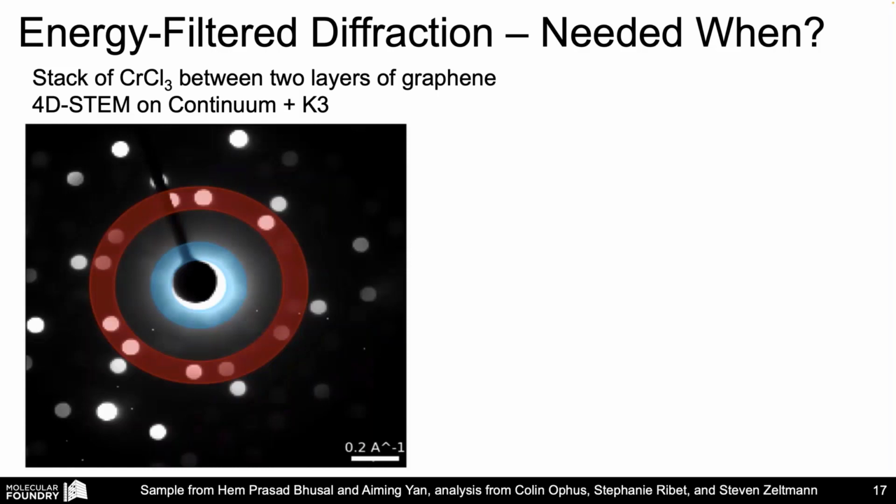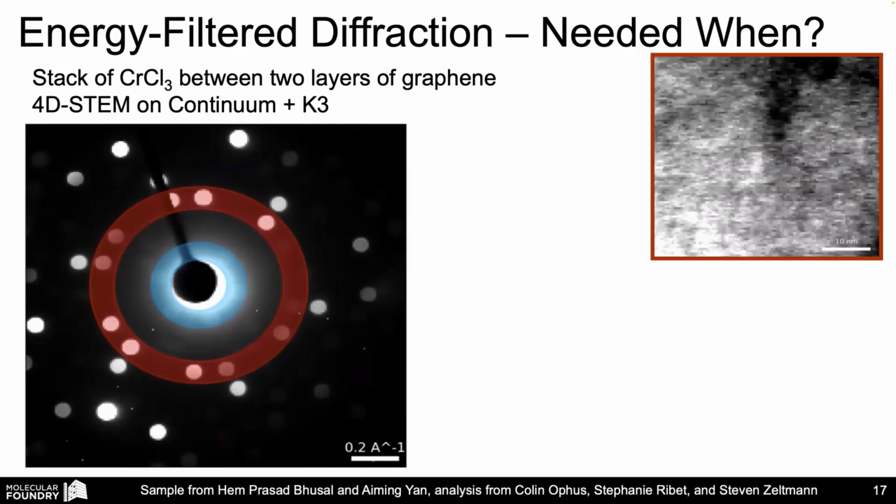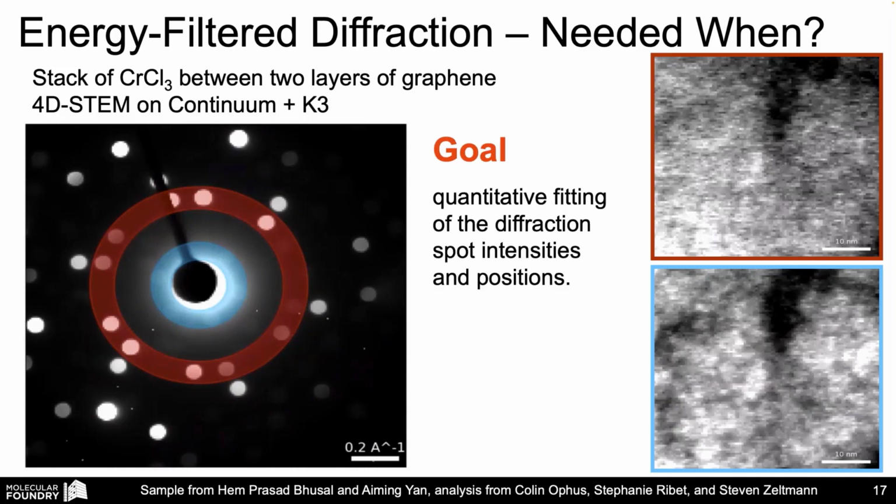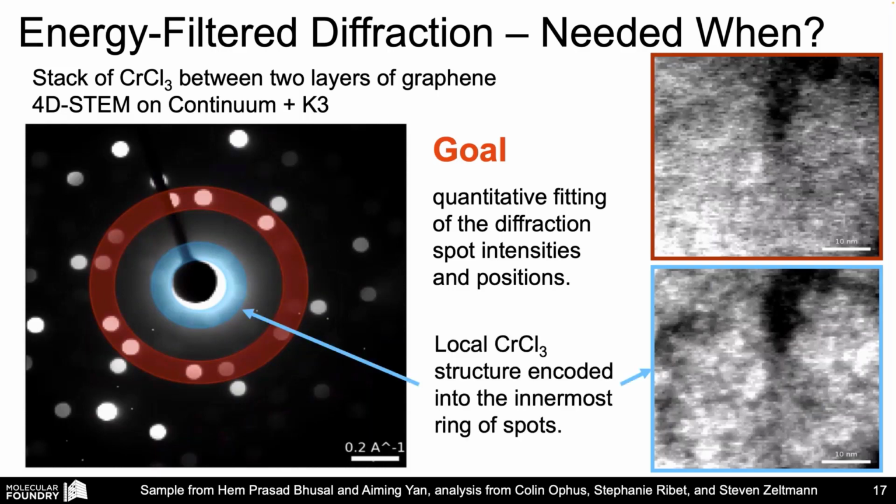So if we put down a couple of virtual detectors, the blue on the innermost ring and red on the second ring of diffraction spots, the innermost ring corresponds to chromium chloride, and then the second ring corresponds to the two different graphene lattices here. And you can see some sort of stacking defect here. So in this case, what we want to do for every probe position is do quantitative fitting of the diffraction spot intensities and positions. And in particular, we're after the chromium chloride structure on this innermost ring of spots.